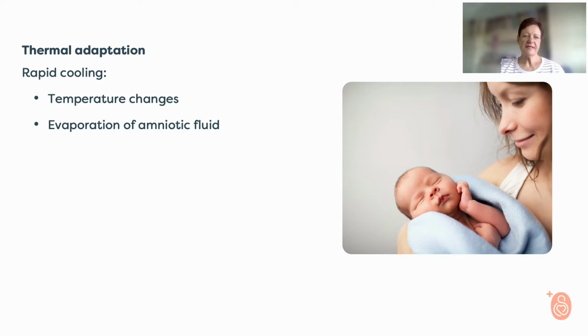Now, first of all, when we look at the thermal adaptation of the newborn baby, we said in the previous lesson that during birth, rapid cooling happens because he comes from a body temperature environment into a cooler environment, and then also he's wet from the liquor, the amniotic fluid that sits on his skin, and evaporation causes him to lose a lot of heat in the process.